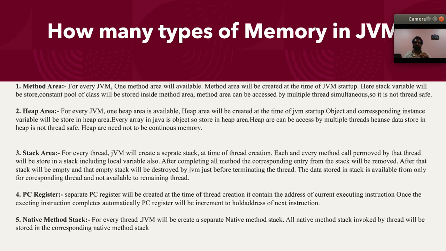For every thread, the method area and the heap area are common, while the stack area, PC register, and native method stack are for a particular thread only, and these have a lifespan till the thread is there. When the thread is terminated, all these memories also get removed by the JVM, right?